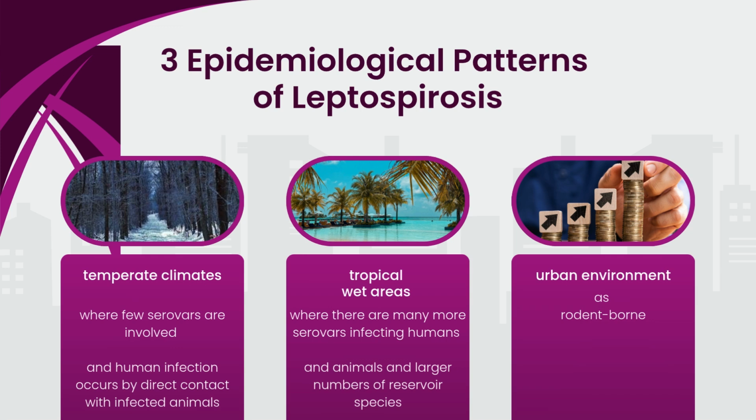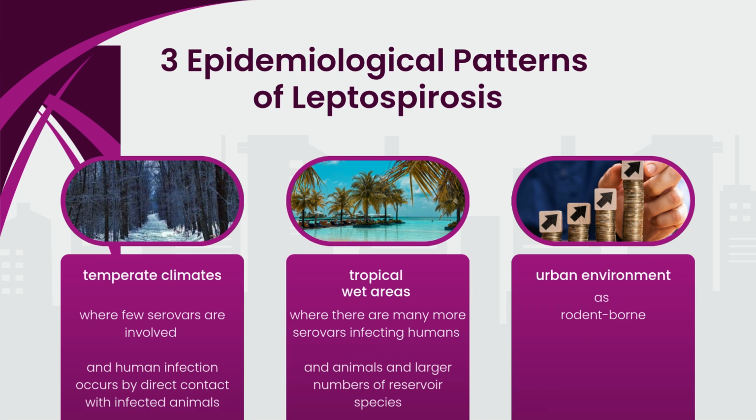So on this slide, let's probe into the different epidemiological patterns of leptospirosis across environments. In urban settings, it primarily spreads as a rodent-borne disease. This scenario is more common in temperate climates where fewer reservoirs are involved, and infection often results from direct contact with infected animals.